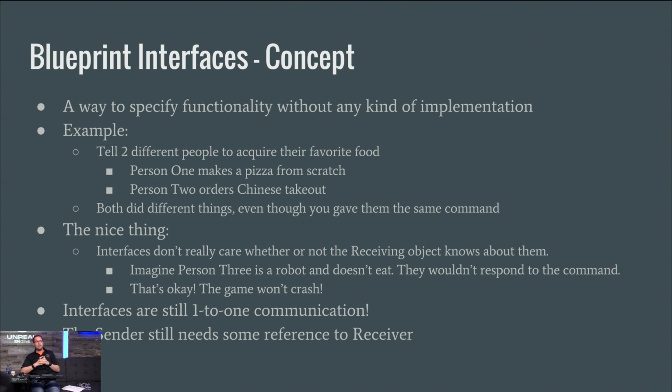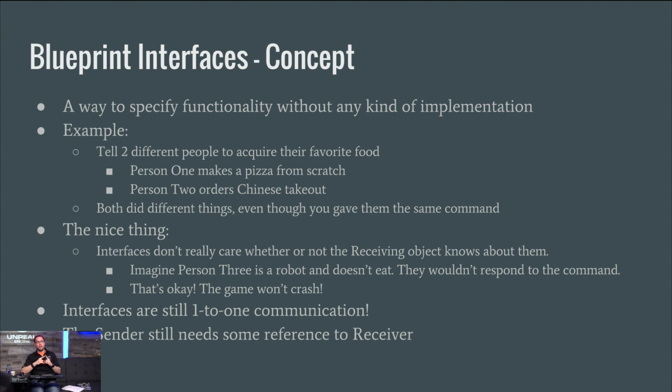The nice thing about that is that interfaces don't really care whether the receiving object knows about them, knows what to do with them, or is even capable of doing anything with them. So imagine a third person that is a robot and doesn't eat. You tell them, hey, go get your favorite food, and they just stare at you and the lights in their little eyes blink a couple times because they have no idea what to do with that command. That's okay, your game won't crash. So when you want to send a signal out to something, and you don't really care what that thing does, you just want it to do something, then blueprint interfaces are probably the way you want to go.